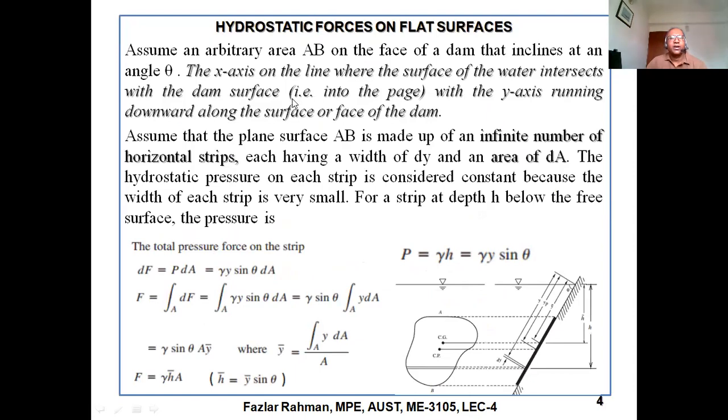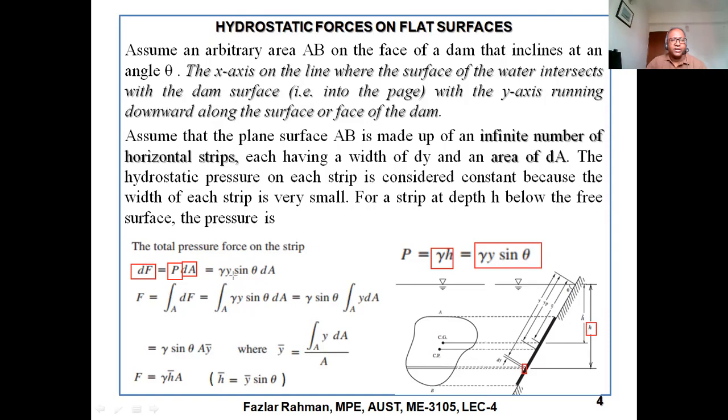You see the pressure right over here is P. So P equal to gamma h, right? Gamma h. Then this h we express in terms of inclined distance, gamma y sine theta. Now the area of the small strip is dA. If we multiply by P, we get force. But that force is only for the small area. So we express it by dF. Now this P, we put this value. So gamma y sine theta dA.